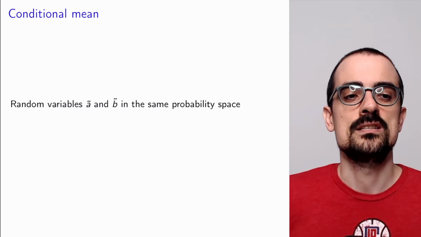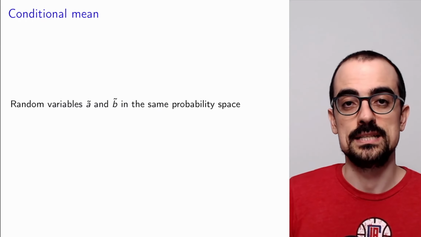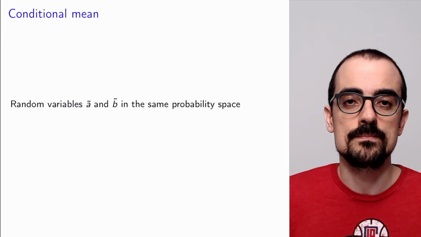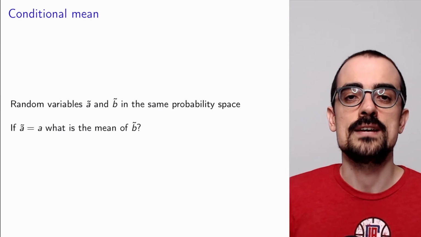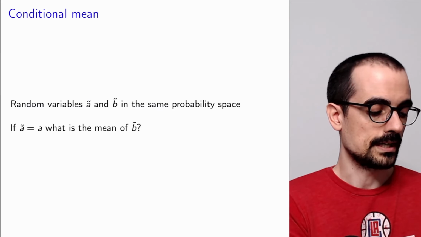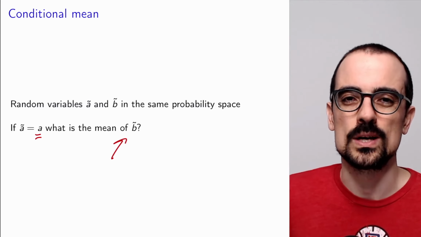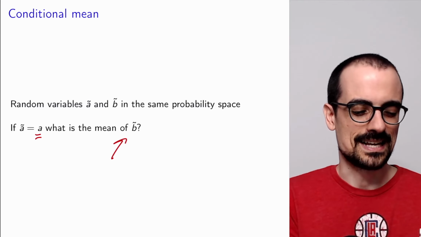So the question is, imagine that we have two random variables A and B in the same probability space, or in the same probabilistic model, and the value of A is revealed to equal a certain fixed value. Then what is the mean of B? That is the question that we want to ask. Let's take a look at an example.